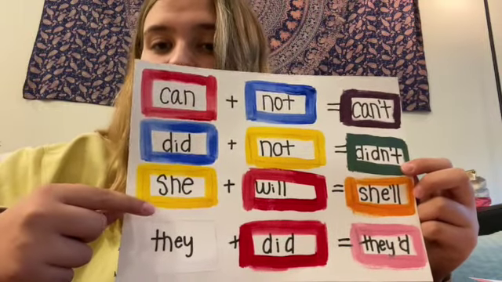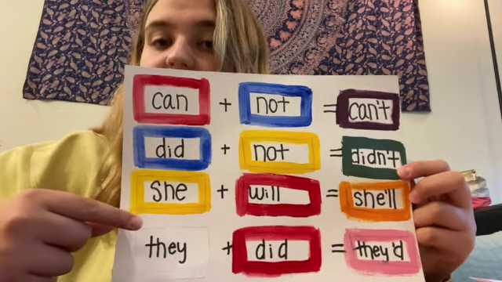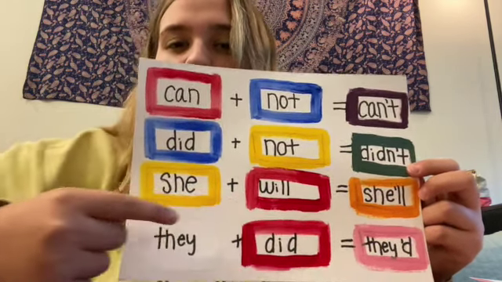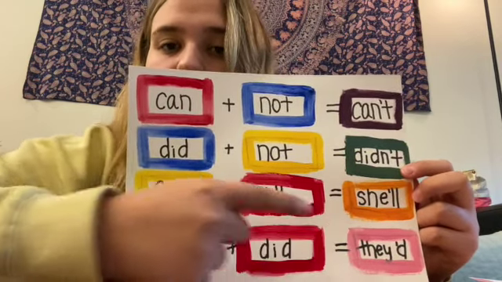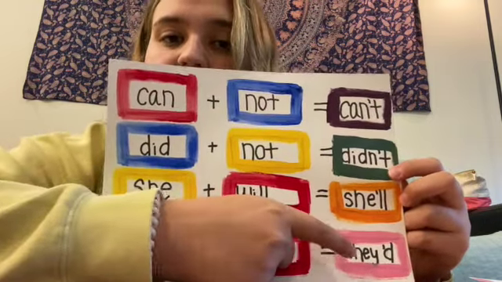For our last example, we have they and did. They is in a white box and did is in a red box. When you combine they and did, you get they'd. When you combine white and red, you get pink. And that's how we're combining contractions and color theory.